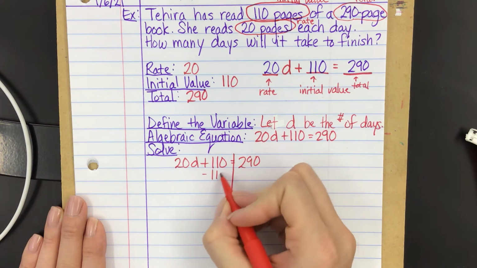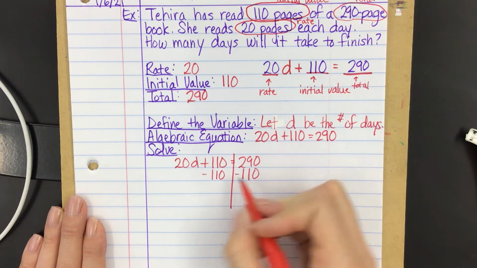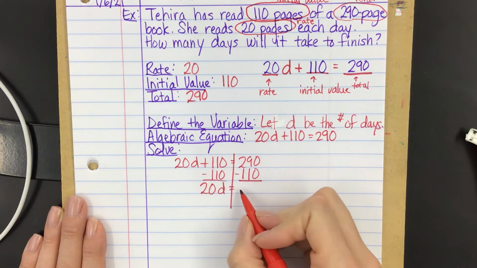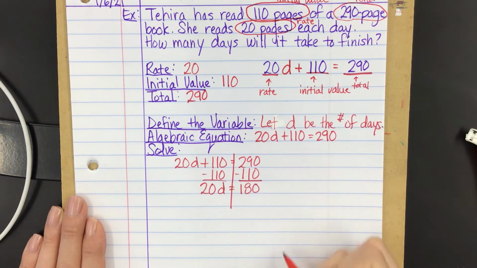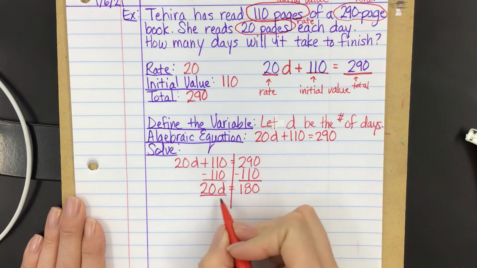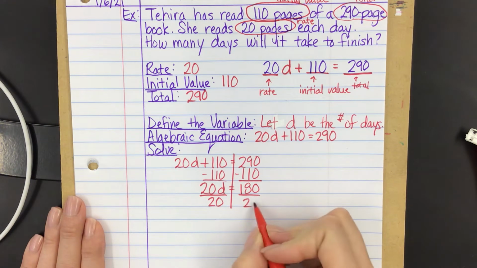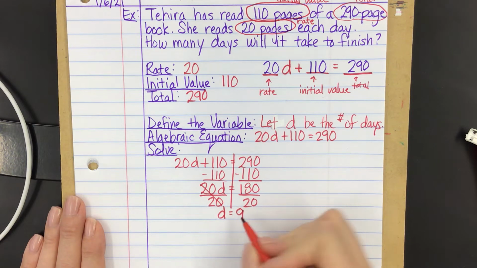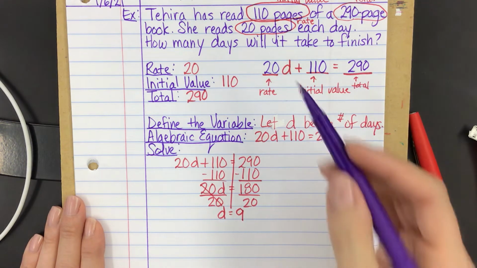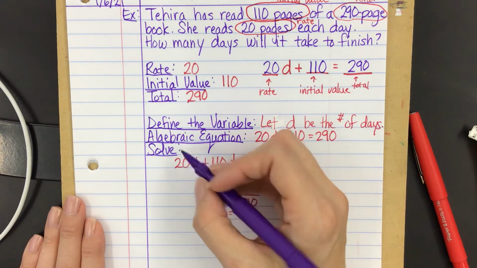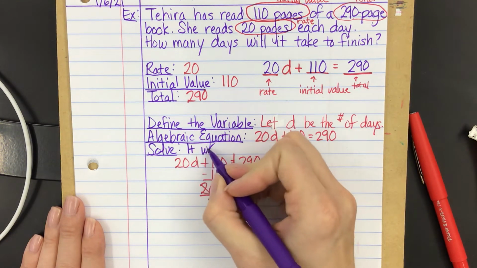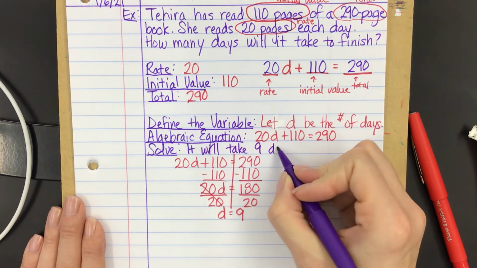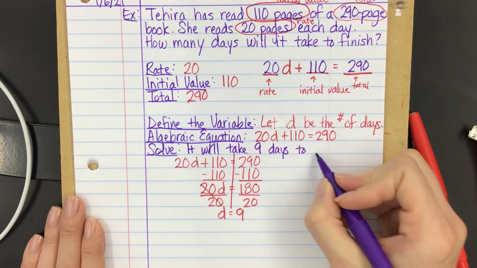I'm going to subtract 110 from both sides. So we have 20d is equal to 180. Divide both sides by 20, and we get that d is equal to 9. So the solution to this, how many days will it take to finish? It will take 9 days to finish.